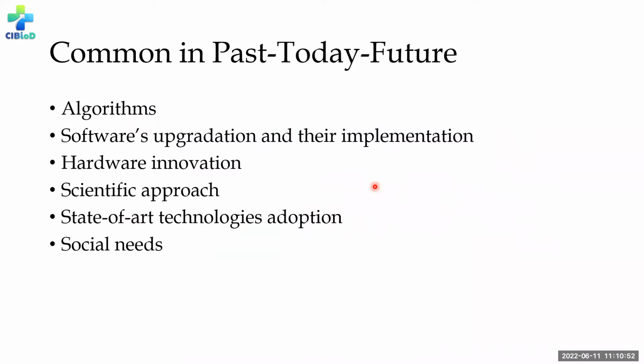And one more thing in between: there are some commonalities in the 1950s, today, and future computing. These are algorithms, software upgradations, implementations, the hardware, the scientific approach, state-of-the-art technologies, and of course, our social needs. These were there, are there, and will be part of us.